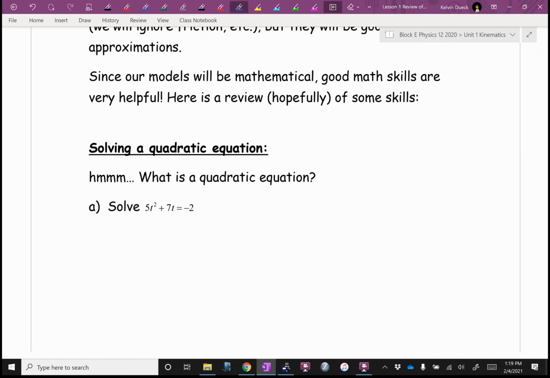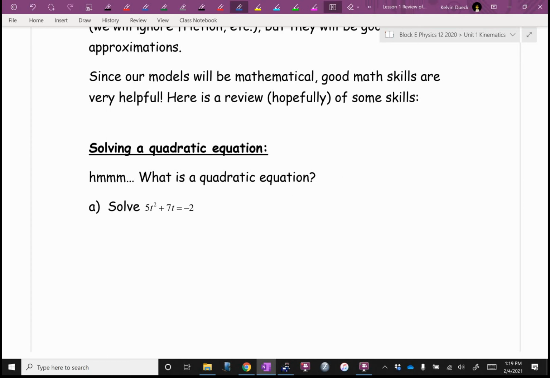What's a quadratic equation? How can I tell just by glancing at an equation that it's a quadratic? Does anybody know? In other words, how do I know that A is a quadratic? It's got a squared. That's what makes a quadratic a quadratic. Oh, that also means that when you graph it, it will be a parabola. You learned that in Math 11 last year. So how do you solve a quadratic equation?